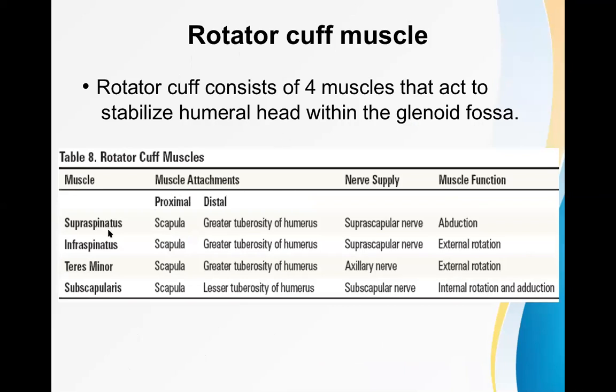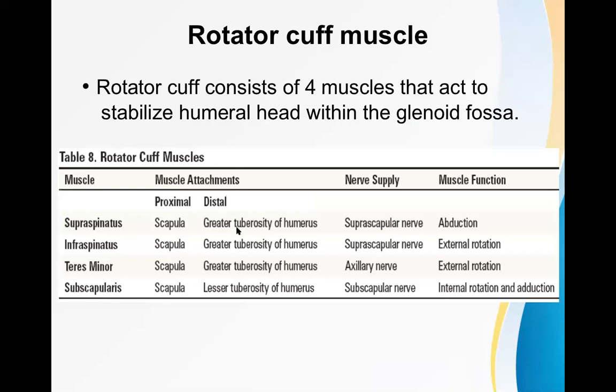Now, supraspinatus, infraspinatus, teres minor, and subscapularis are the rotator cuff muscles. Very important question from the exam point of view and the viva. These are the attachments of these muscles. Proximally, all of them are attached to the scapula, and distally, they're attached to the humerus. That's how they stabilize the shoulder joint.